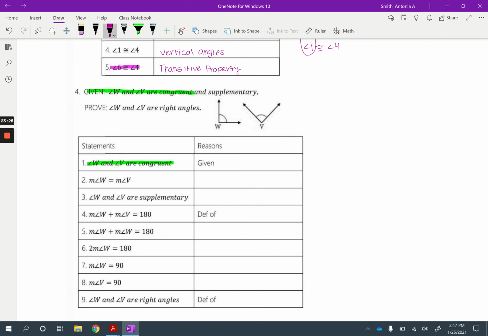So now let's go to statement 2. The measure of angle W is equal to the measure of angle V. That really is saying the same thing again, right? If they're congruent, then the measures must be equal. That's just stating the same thing again using a different method. So we're just changing how that looks. We're not changing what that means at all. And the reason we're able to say that those measures are equal to each other is because of the definition of congruence.